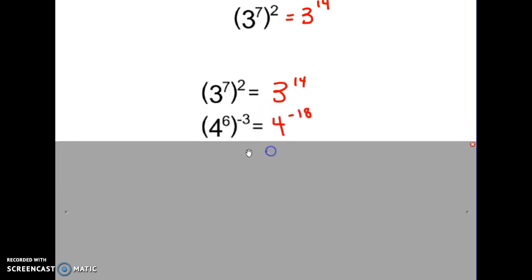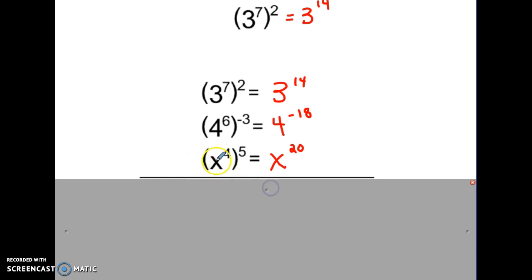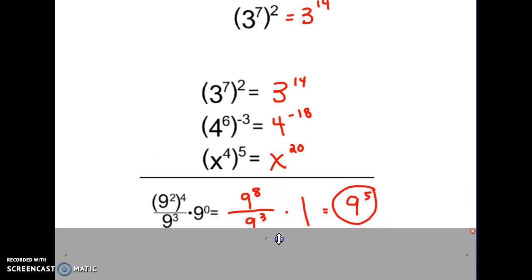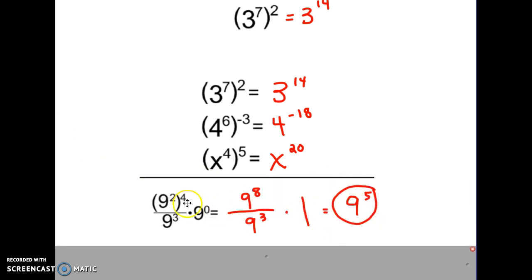Alright, for this one, if you said 4 was your base, and then 6 times negative 3 was negative 18, you were correct. This would be the simplified version of the given problem using the power to a power rule. Even if your base is a variable, you're going to keep your variable. 4 times 5 is 20. So you're all set with x to the 20th power. And then down here at the bottom, what they've given us is a much more complicated problem. You can see how you do have power to a power here. This simplifies to 9, and then 2 times 4 is the 8.